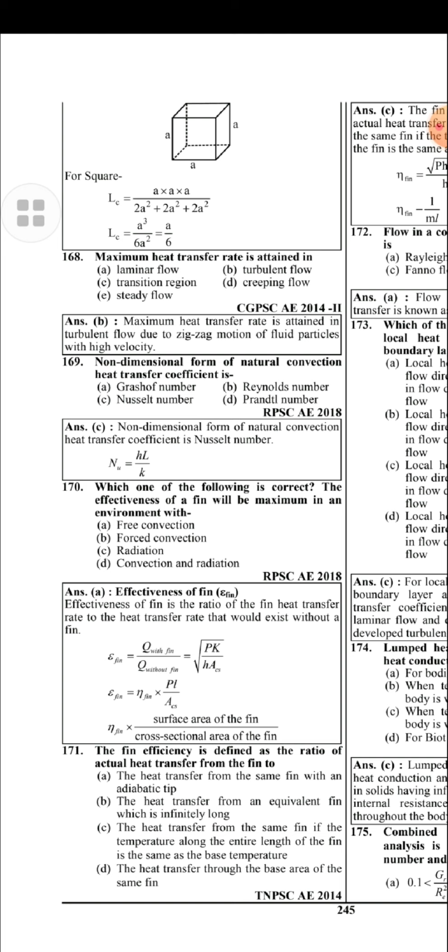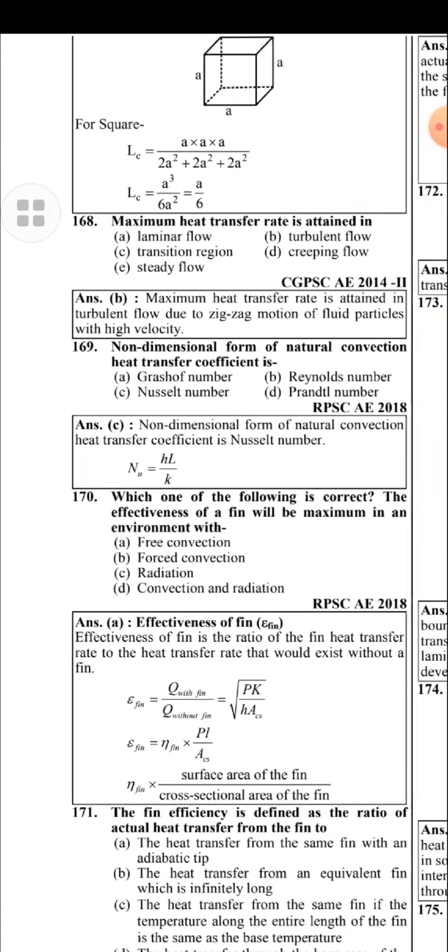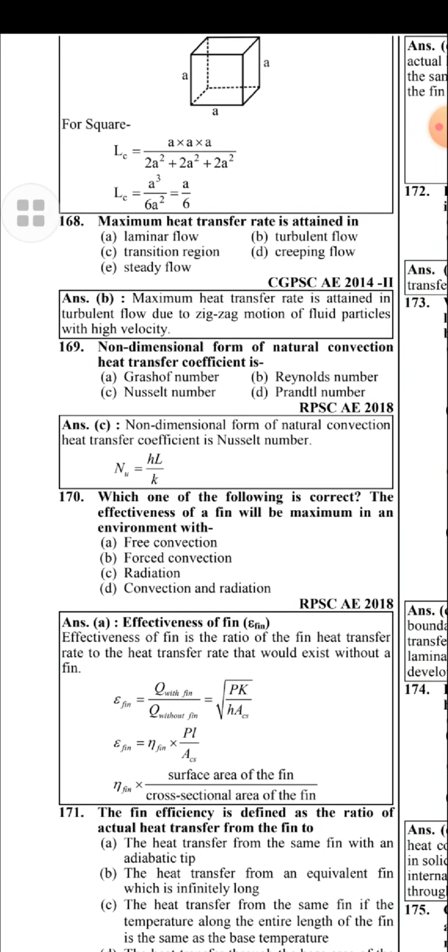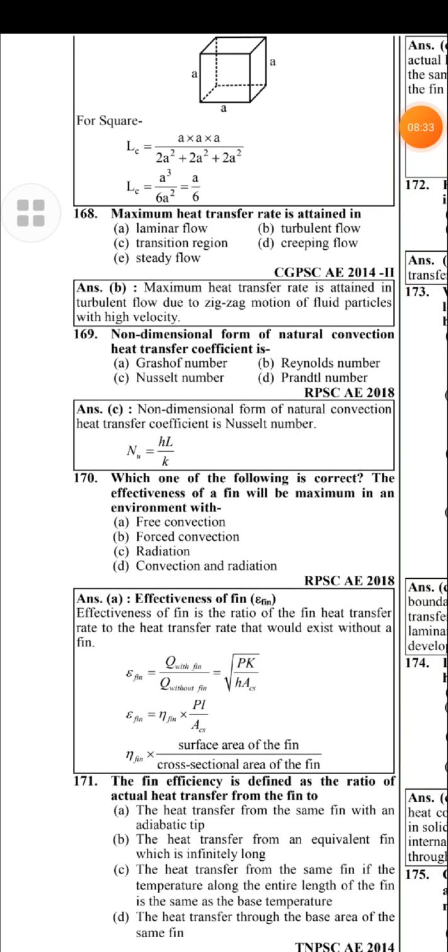The maximum heat transfer rate is attained in turbulent flow due to the zigzag motion of the fluid particles with high velocity. The non-dimensional form of natural convection heat transfer coefficient is Nusselt number. Nusselt number is equal to hL by k, and here it will be hD by k.